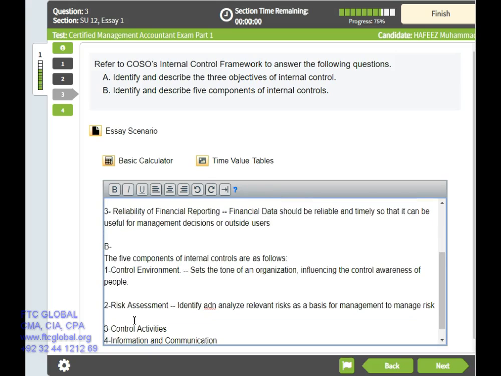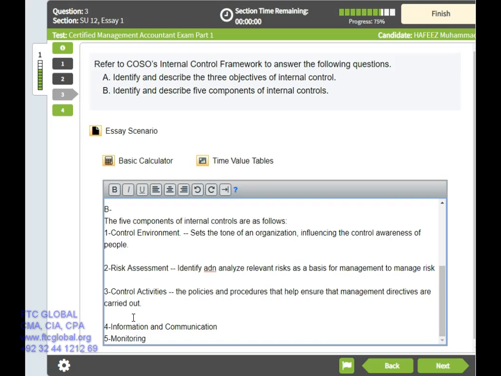Control activities, policies, procedures, detailed of how the internal controls would be conducted. So control the policies and procedures that help ensure that management directives are carried out or the management instructions are followed.